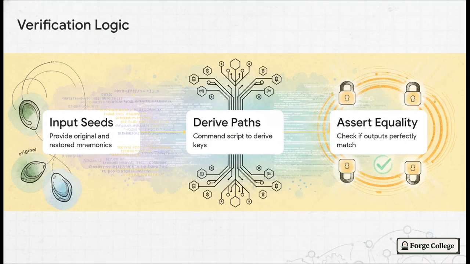Okay, it is time to roll up our sleeves and actually build this verification machine. You can use a language like Node.js or Python, whatever you prefer. The logic here is wonderfully simple. Step 1, you input both your original and restored seeds. Step 2, you command the script to derive keys using those explicit paths we just talked about. And Step 3, assert equality. Basically, do the outputs match? Building and proving this with code perfectly mirrors the kind of hands-on environment we emphasize over at Forge College.